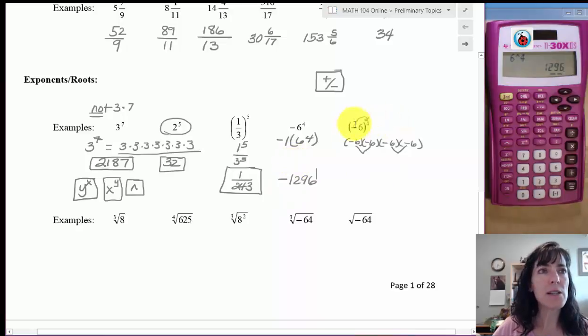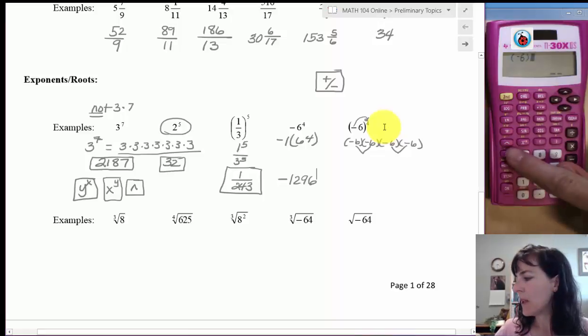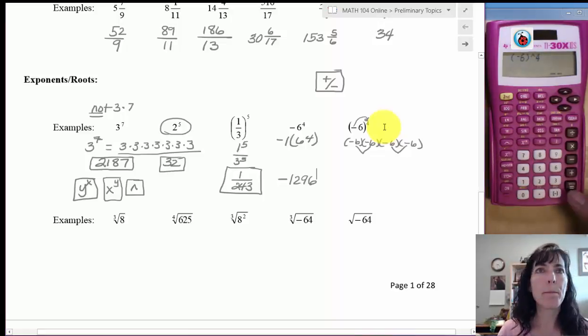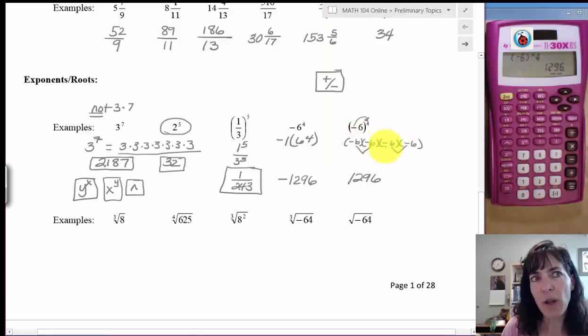Let's look at this next one and type it in exactly as it's showing, because I have parentheses on my calculator, so I can use those. Parentheses, negative 6, parentheses, and then to the 4th. Okay, that matches exactly how it's showing on my paper. So I expect, remember, for it to be a positive 1296. So let's see if we get that. We do.